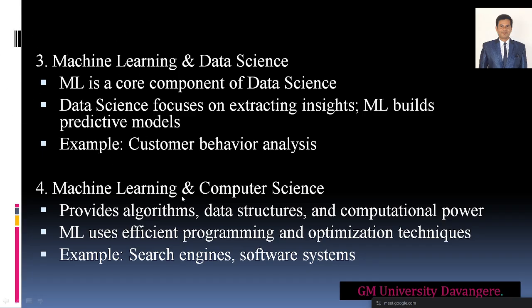So next we have machine learning and computer science. If you say that, it provides algorithms, data structures and computation power. ML will use efficient programming and optimizing techniques, okay. It is just like a search engine.